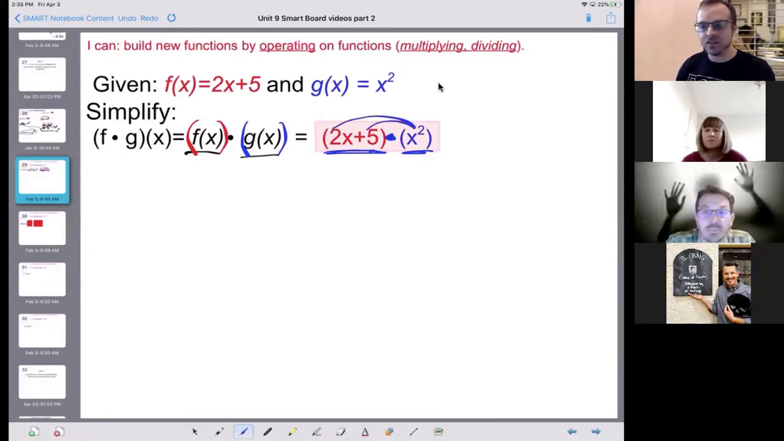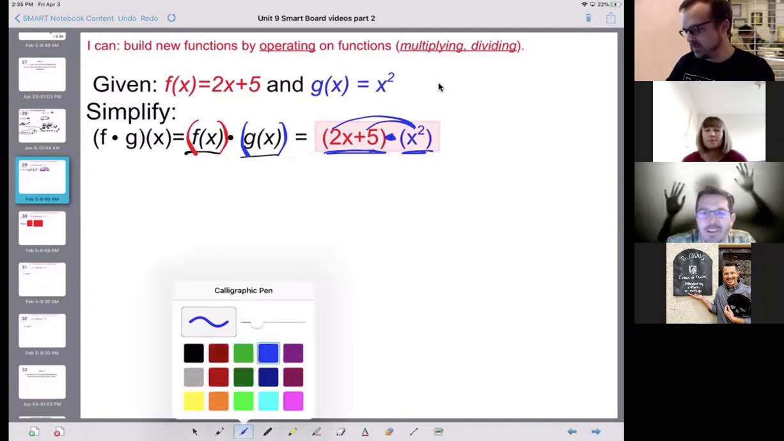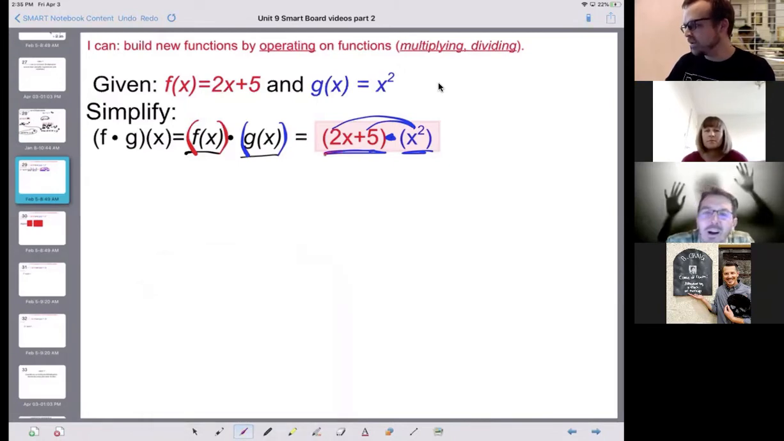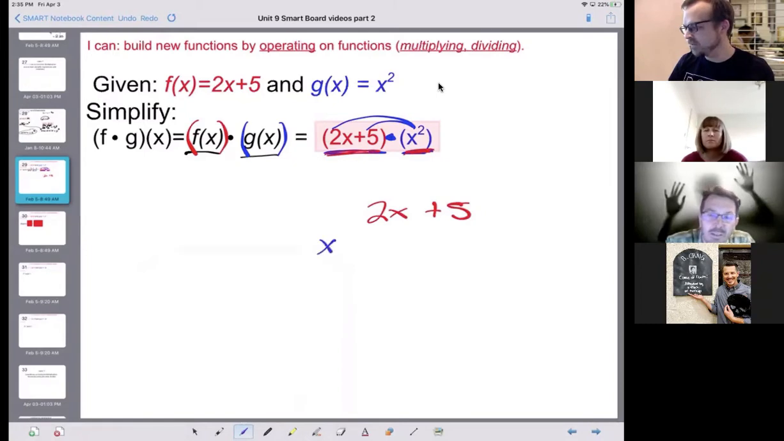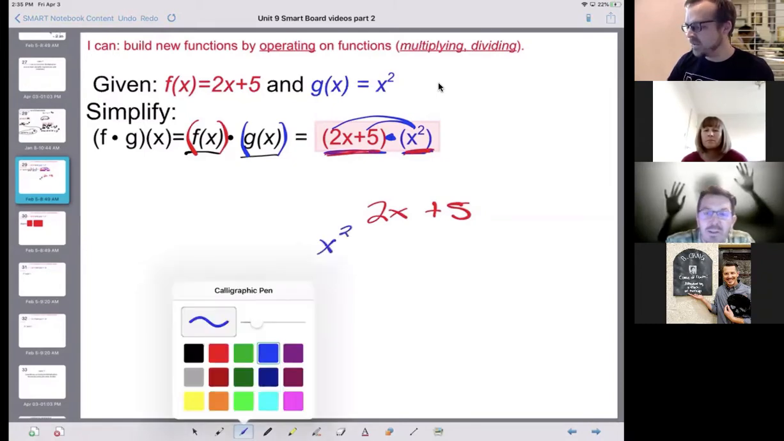Another way to look at this is through that table method that we showed you earlier this year. Ooh, the area model. The area model. So I could take the first function here and write it up here and say 2x plus 5. And then take my second function here, which is x squared, write it here. And what that leaves us with is, I'll break these up by term.